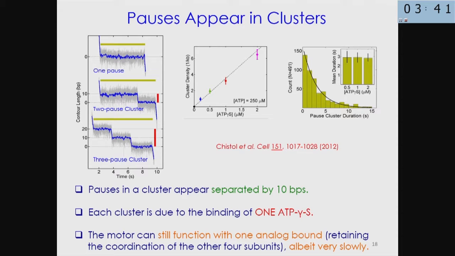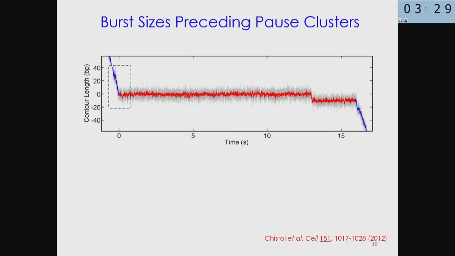The motor can still function with one analog bound, retaining the coordination of the other 4 subunits, albeit very slowly, because it's a long pause, 10 base pairs, long pause, 10 base pairs, etc. So, where does that hydrolysis occur? Remember I told you, by looking at the distance between the last dwell and the pause, we can tell whether it's the first scenario, the second, or the third.